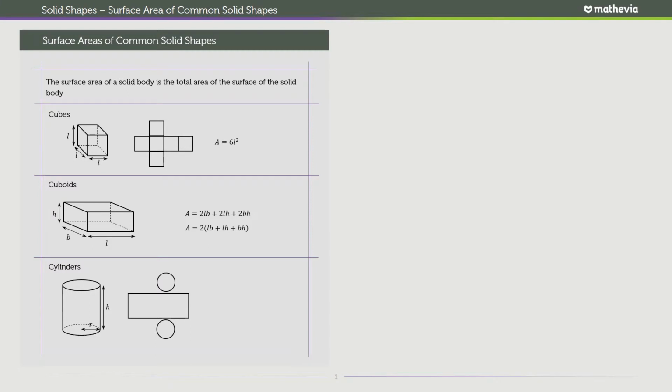Okay, and then for the area of the two circles, you have pi r squared times 2. Okay, because the radius of the circle is r, and you have pi r squared as the area of that circle. And because you have two circles, you multiply that by 2.